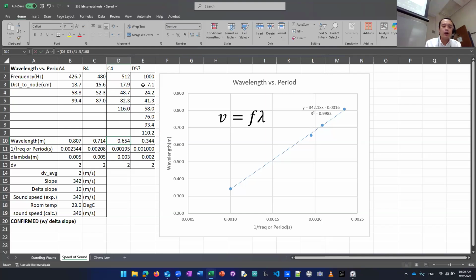And for D5, I got all the way up to 7. 7 means 6 spacings in between, right? 6 spacings, that means divide by 3 full wavelengths. So I take the blue and the red, subtract the 2, divide by 3, and then divide by 100.